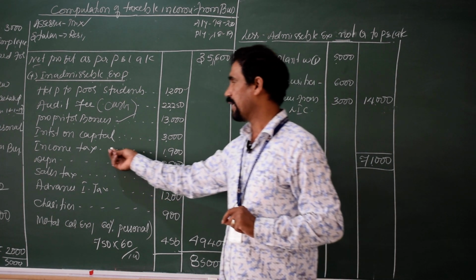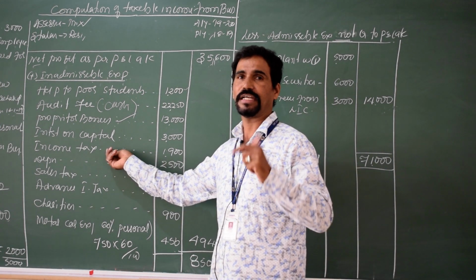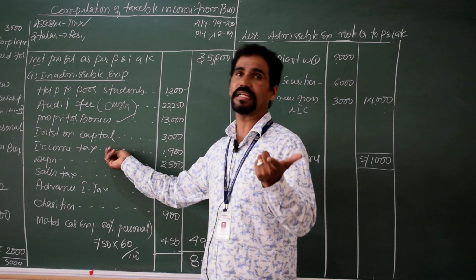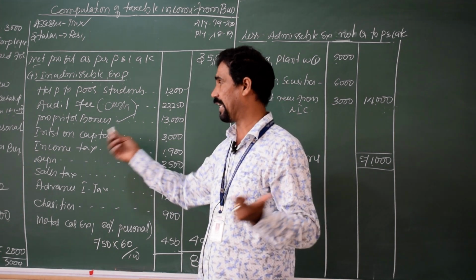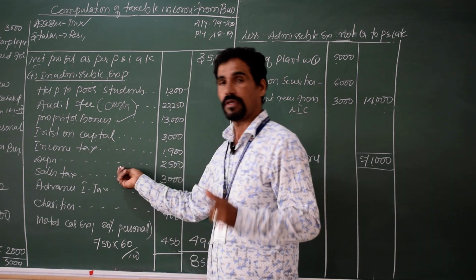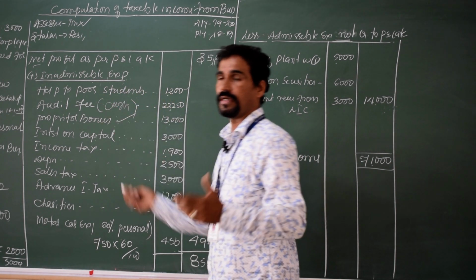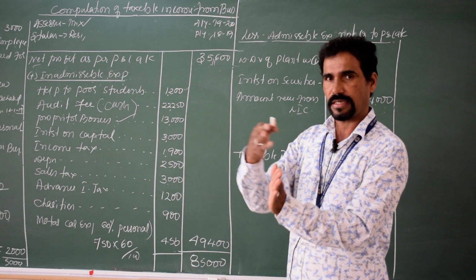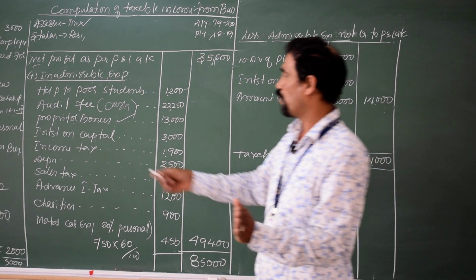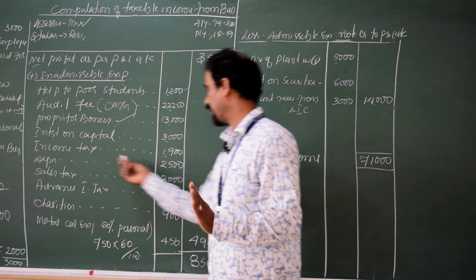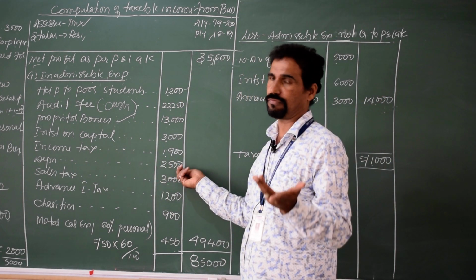Next one, income tax. It is not related to the business, and we pay income tax later, not in the beginning. Then depreciation. I told you depreciation is part of business expenditure, and also not. Whatever business depreciation is given, you can take directly, the 2500.